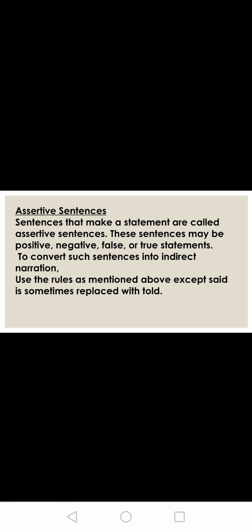Next, now we are going to see the changes according to the different sentences. According to assertive, exclamatory sentences, how we are going to change exclamatory, how we are going to change imperative, interrogative, optative. We are going to see one by one.